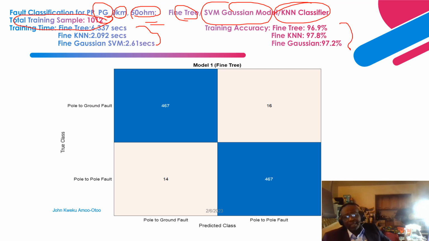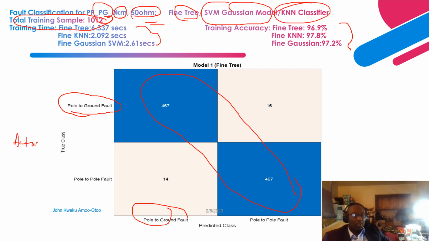Now let's take a look at the confusion matrix. Your accurate classifications are the ones on the diagonal. As you can see over here, for a pole-to-ground fault, I have the true class, that is the actual data, and this is my prediction. This is what I want to achieve. I want to predict accurately.